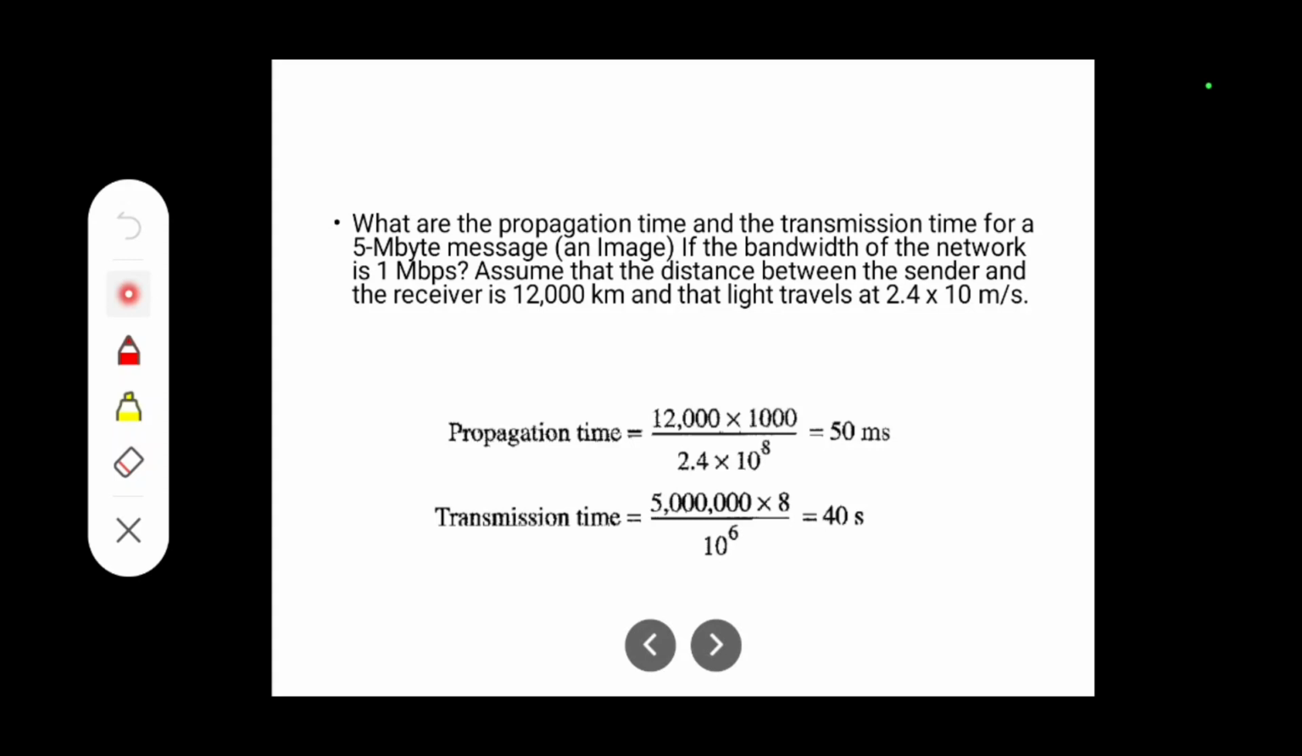Similar question. What are the propagation time and the transmission time for a 5 MB message, if the bandwidth of the network is 1 Mbps? So 5 MB we are converting into bits, and the network bandwidth we are also converting into bits per second, that is 10^6. So the transmission time is 40 seconds. Either we can represent it in seconds or milliseconds, that is our wish. So this is the answer.